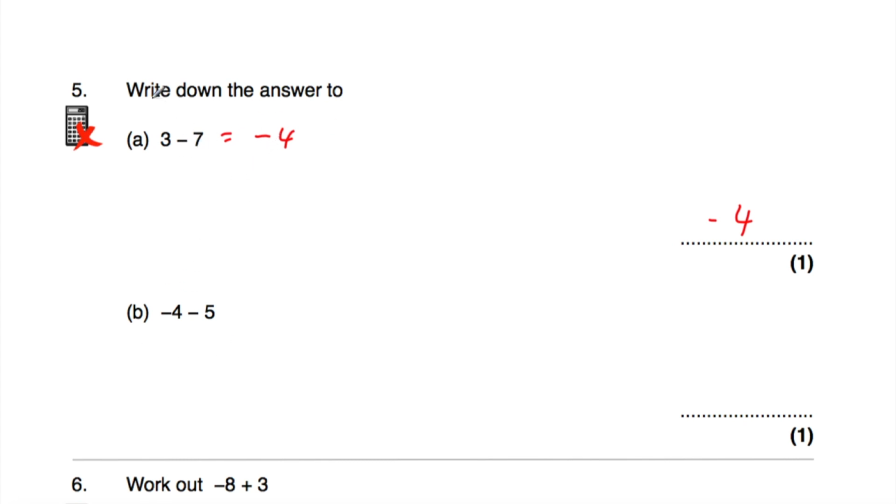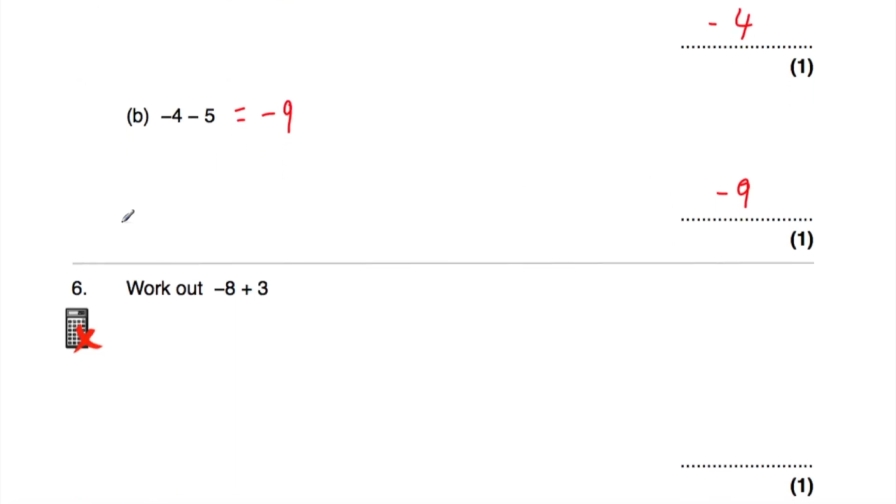Okay, our next part, we've been asked to write down the answer to negative 4 take away 5. So that's 5 less than negative 4. So we're going to go on down. So it's going to be negative 5, negative 6, negative 7, negative 8, negative 9. So the answer would be negative 9. And that's it. So the answer is negative 9 or minus 9. Okay, let's have a look at our next question, question number 6.